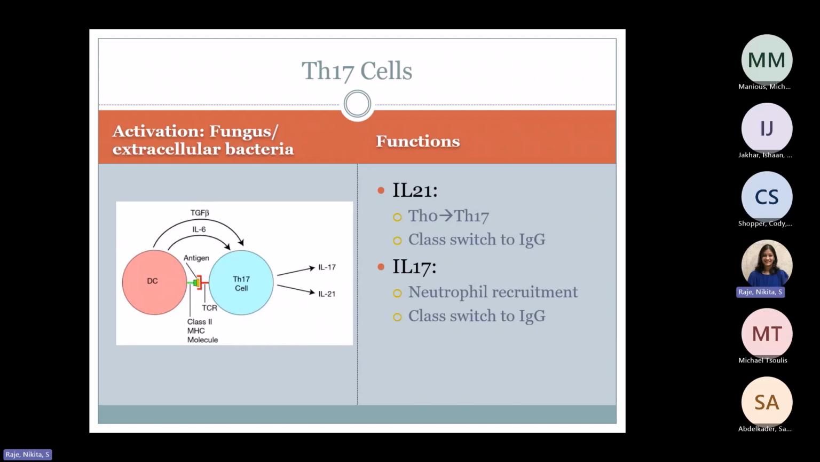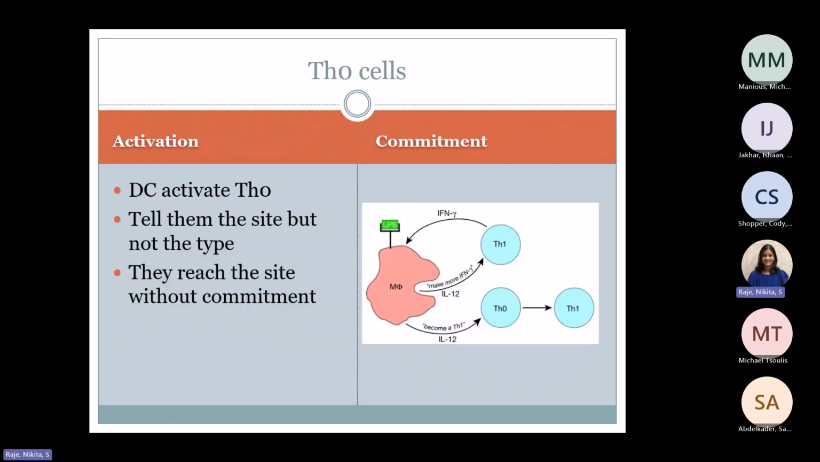What do these cytokines do? IL-21 causes the Th0 cells, which are uncommitted T helper cells, to become Th17 cells, and they class switch to IgG. So what does IgG do? It helps in clearing extracellular bacterial infections. Also, IL-17 helps in neutrophilic recruitment, which is important for fungal infections as well as extracellular bacterial infections. IL-17 also helps in class switching to immunoglobulin G, and that also plays a role, as we saw in fungal or extracellular bacterial infections.